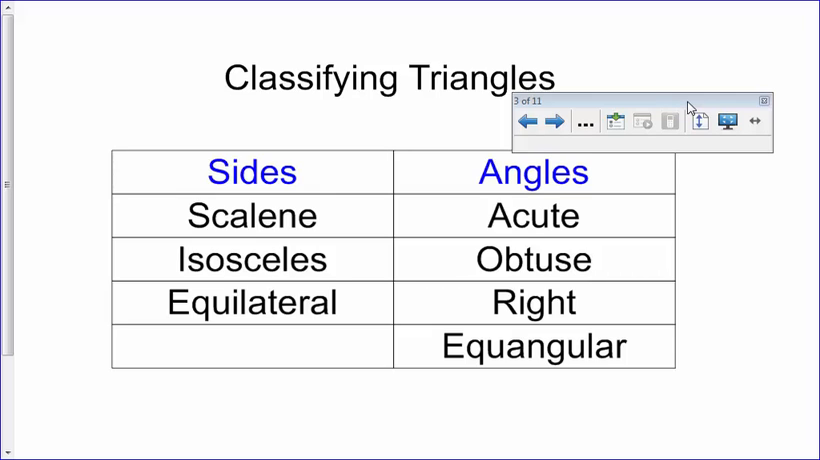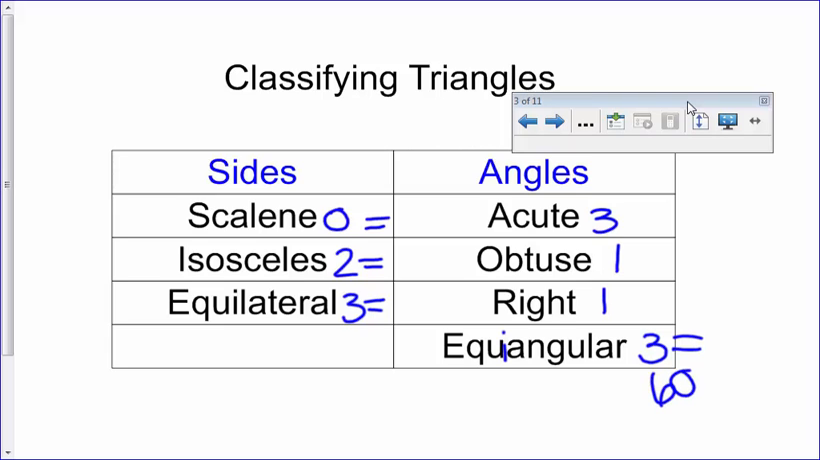There are two different ways to classify triangles, giving them names, by sides or by angles. By sides, the name scalene identifies triangles with no equal sides, okay? Isosceles have 2 equal sides, and equilateral, 3 equal sides. With angles, an acute triangle has 3 acute angles. If it's an obtuse triangle, it has 1 obtuse angle. If it's a right triangle, it has 1 90-degree angle, and equiangular has 3 equal angles, which will end up being 60 degrees, and you'll learn that here in a second.